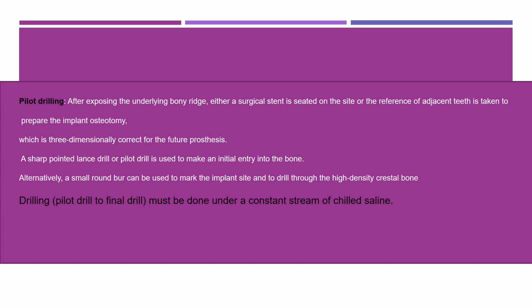After exposing the underlying bony ridge, either a surgical stent on the site or the reference of the adjacent teeth is taken to prepare the implant osteotomy. So the surgical stent can be used. If you are a beginner with implant placement, you can always depend on surgical stents, which will be three-dimensionally correct for the future processes. A sharp pointed lance drill or pilot drill is used to make an initial entry into the bone. Alternatively, a small round burr can be used to mark the implant site and to drill through the high density crestal bone. So the drilling, pilot drill to final, must be done under a constant stream of chilled saline.